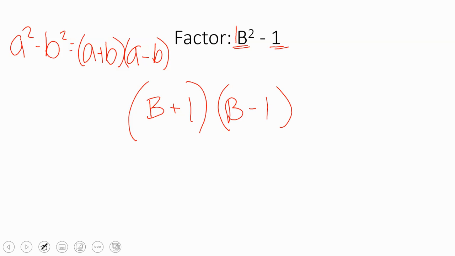Okay, you'll put the same terms on the second factor. Again, just changing your plus to a minus. If you wanted to, you could even work through that foiling and you would get b squared minus 1, just to confirm that that's correct.